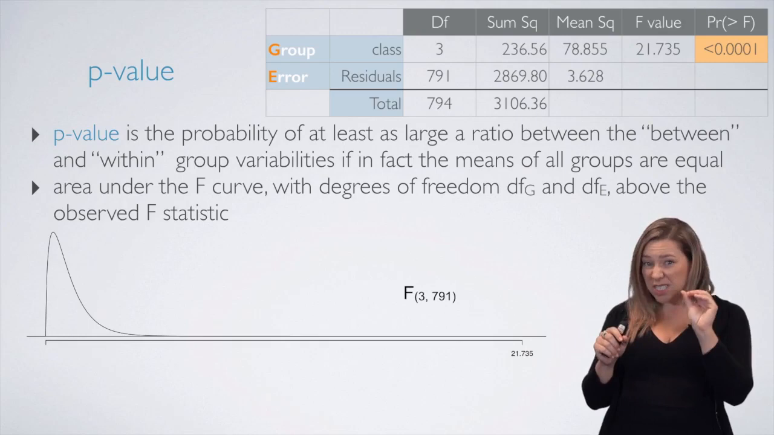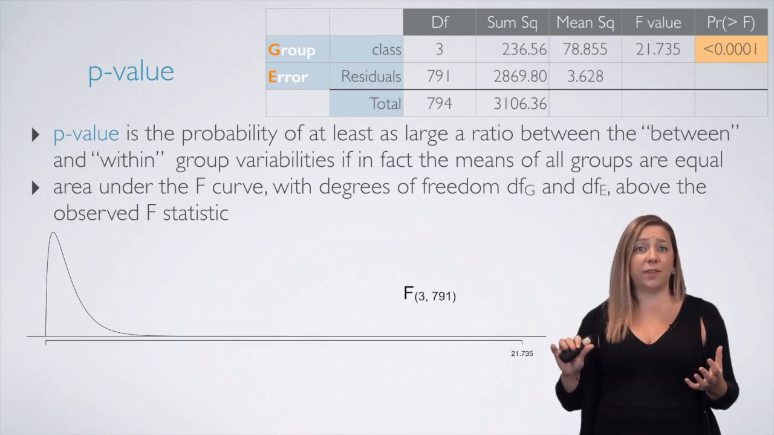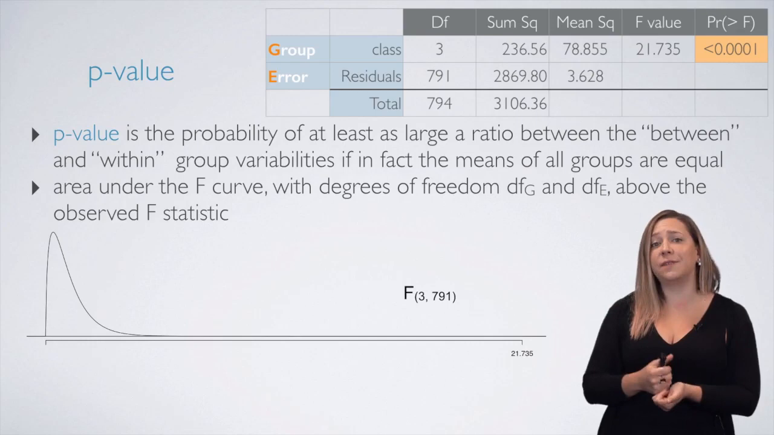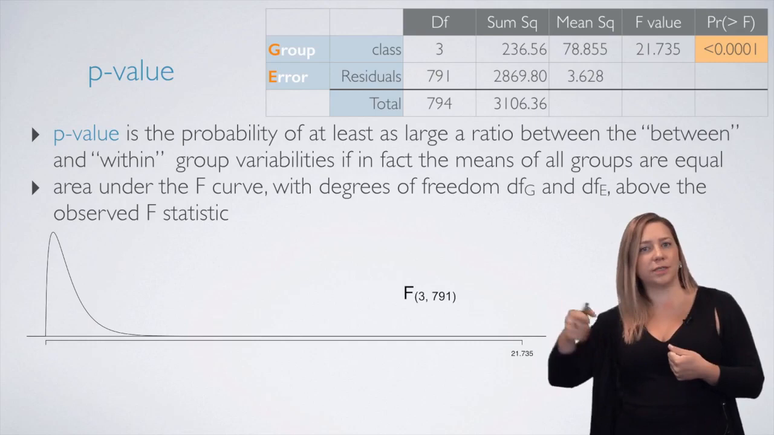Note that even though we're looking for differences, we only consider the upper tail of the F distribution. This is because the F statistic can never be negative. Think about it, it's the ratio of two measures of variability that can't ever be negative either. Since the F statistic is always positive, a more extreme statistic will always be more extreme in the positive direction.